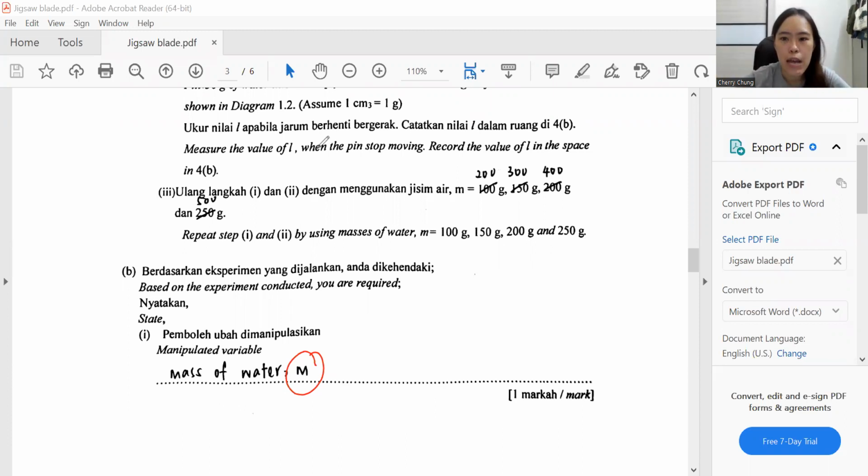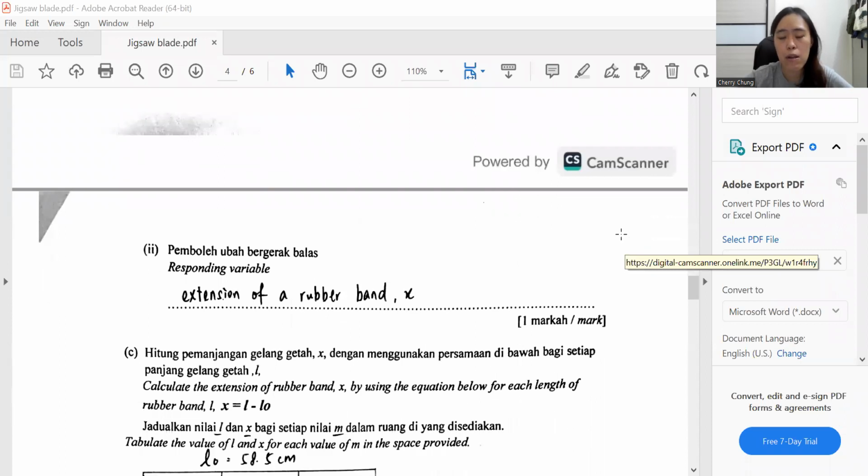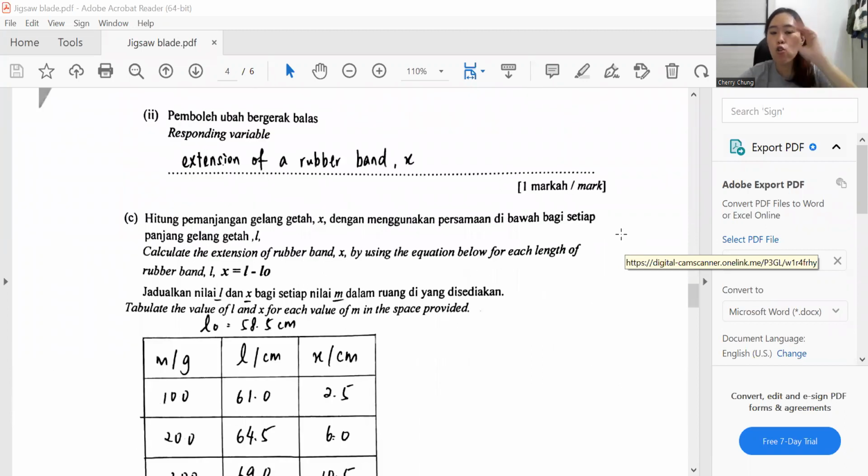Then next, the responding variable, the extension of the rubber band. As I said before, follow the questions. They ask you to calculate the extension of the rubber band by using the equation below for each length: x equals L minus L0, where L0 is the initial length. Then tabulate the values.